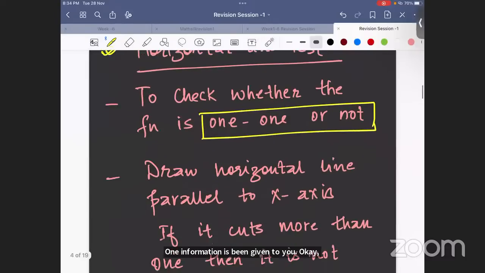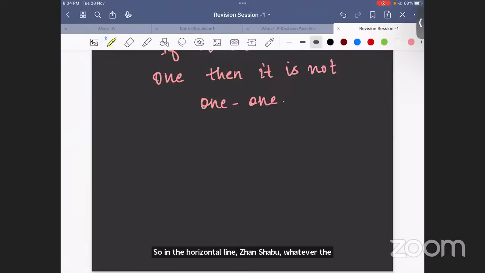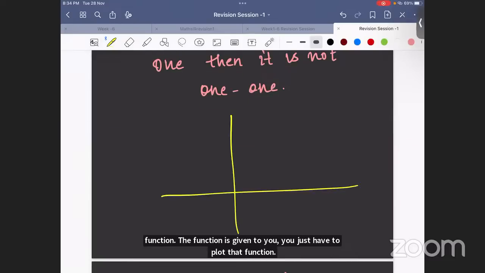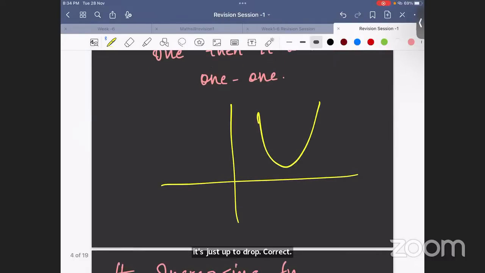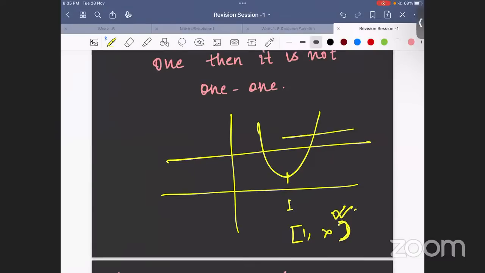Okay, so first I'll talk about the horizontal line test. You just have to plot whatever function is given to you, and after plotting it, you drop a horizontal line. For example, you have this function. Is this a one-one function from the domain 1 to infinity? Yes, sir. Correct. If you have the plot itself, you can drop a horizontal line parallel to the x-axis, and if it is colliding at two places, you can directly say it's not a one-one function. But if the domain is given from 1 to infinity, then any horizontal line you drop will cross the graph at one point only. So that's why it's a one-one function.